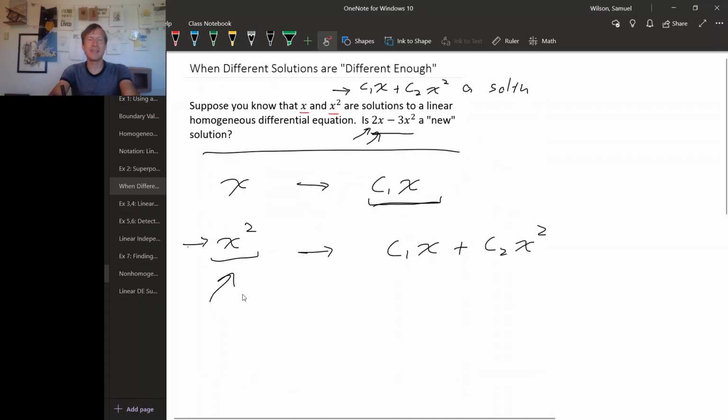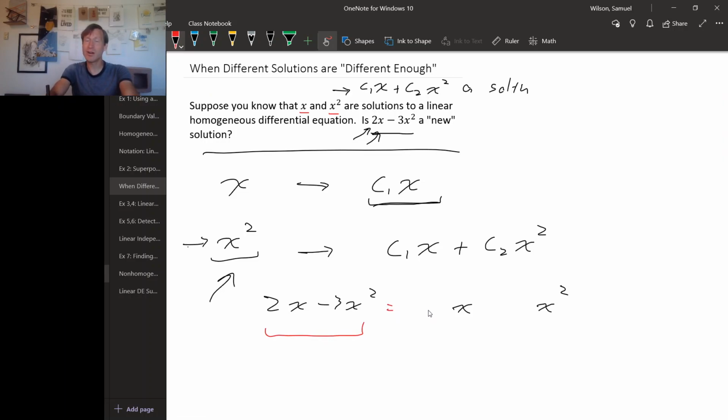So the problem is that 2x minus 3x squared, if you compare that to the solutions we already knew, you can write 2x minus 3x squared as a linear combination of the solutions we already knew. So it's 2 times x plus negative 3 times x squared, right? So our third solution is somehow redundant because we can already produce it using the two solutions we started with.